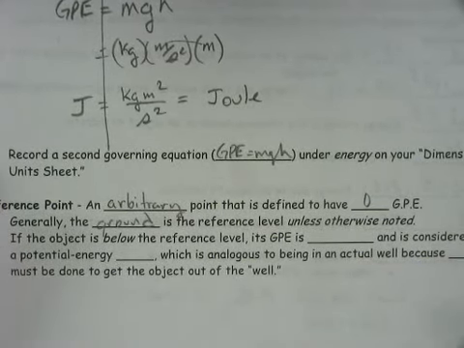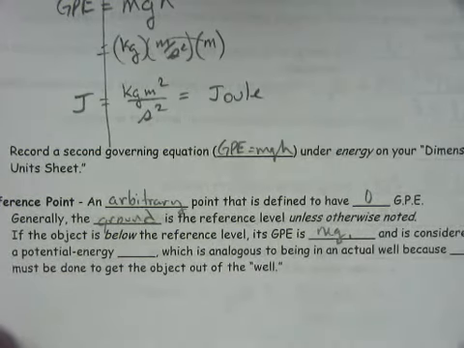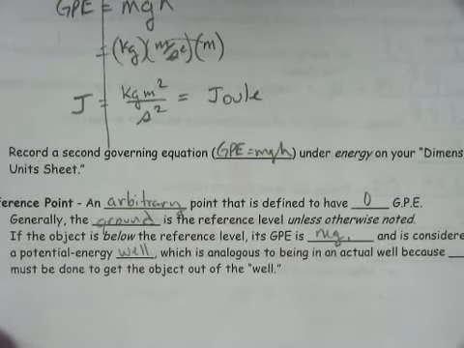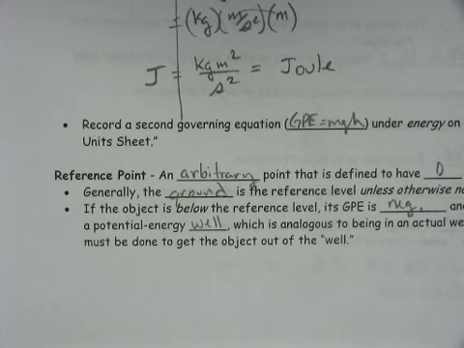All right, next, a little more interesting. Let's say that the reference point is a tabletop and the object is below it. Then what's the gravitational potential energy? Here's how we work through that. If the object is below the reference point or the reference level, its gravitational potential energy is negative, and it is considered to be in what's called an energy well, which is analogous to being in an actual well because work must be done to get the object out of the well. So don't make this too complicated, but basically if the object is below the reference point, we say it has negative energy. Remember, energy is a scalar. It's not a vector, so it doesn't give you direction. It's more of an indication of where the object is relative to the reference point. So if it's negative, it just means it's below the reference point.